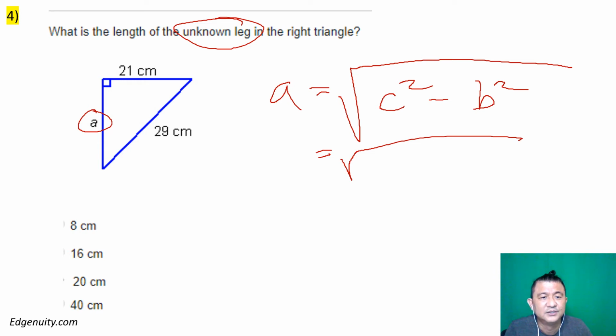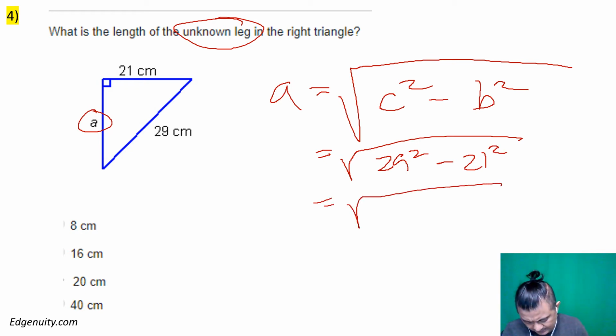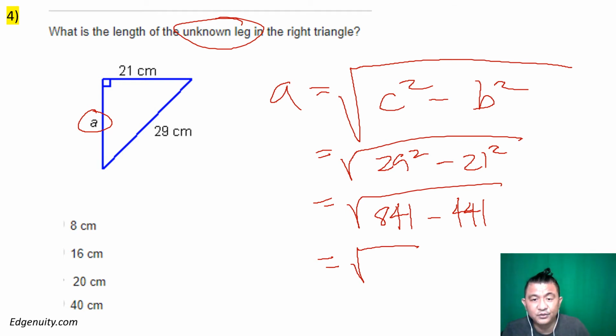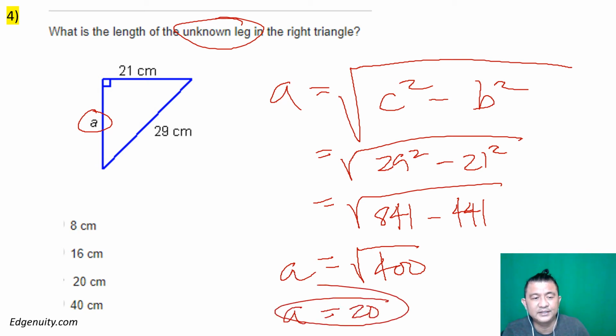Square root of what? So let's use 29 squared minus 21 squared. Square root of, 29 squared will be 841. 21 squared, 21 times 21 is 441. Okay, and then let's subtract. You'll get 400. Guess what? It's a perfect square. The square root of 400 is 20. So that's the correct answer.